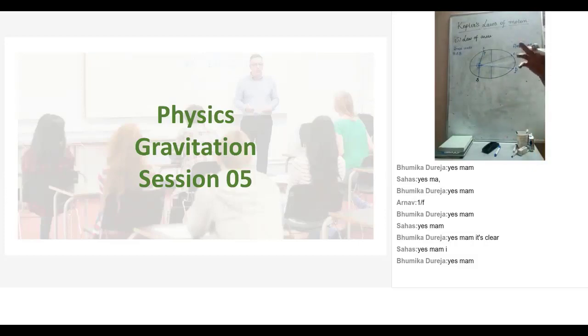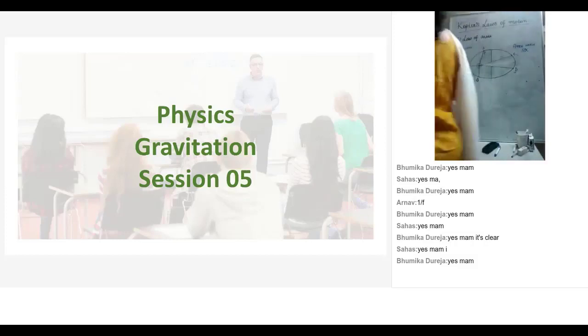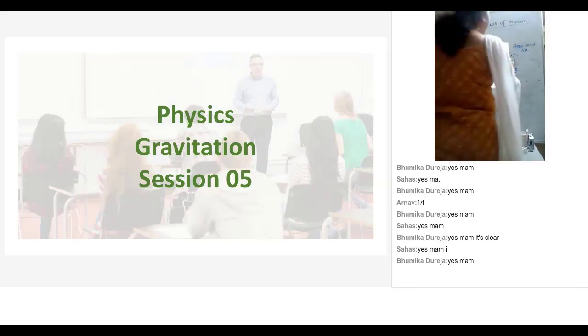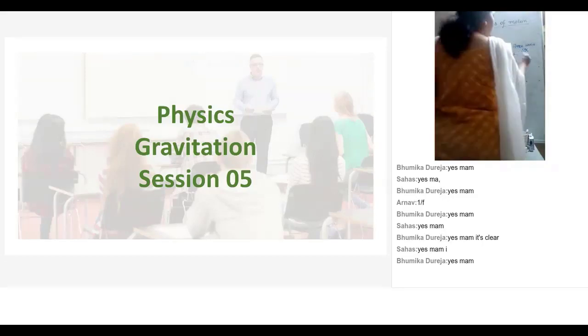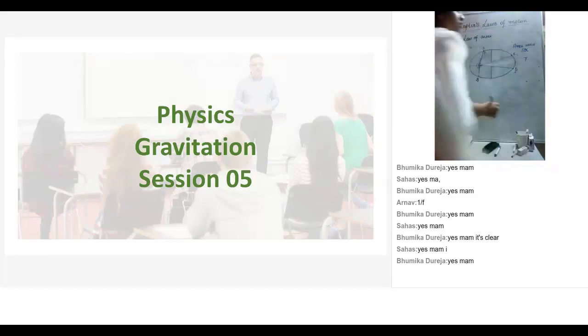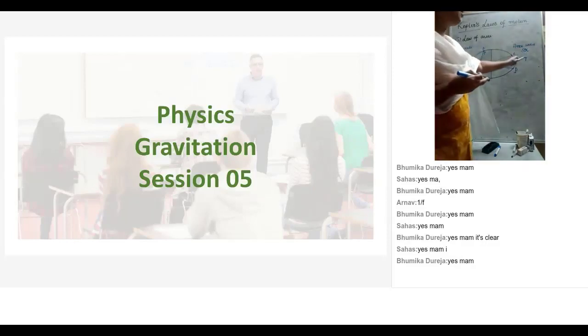Now, let us suppose that equal time is taken to move from A to B and to move from D to C. I mean to say, for the radius vector to move from A to B, it took time t. This is an assumption. And we also consider that the same time is also taken for the planet to move from D to C.